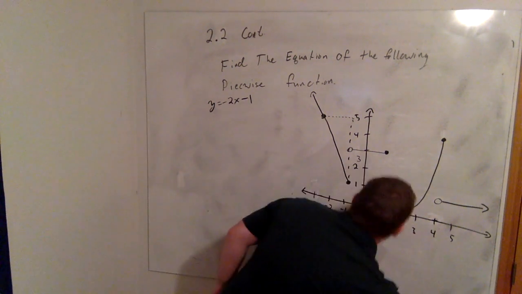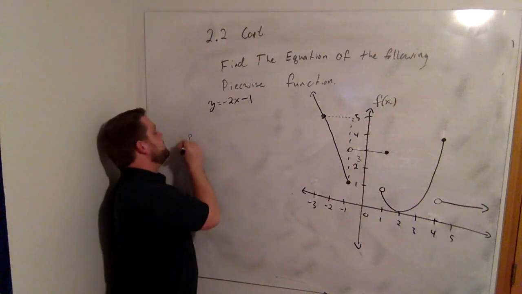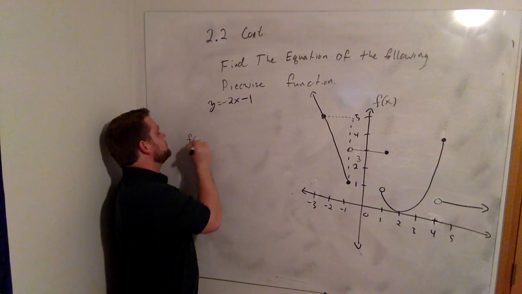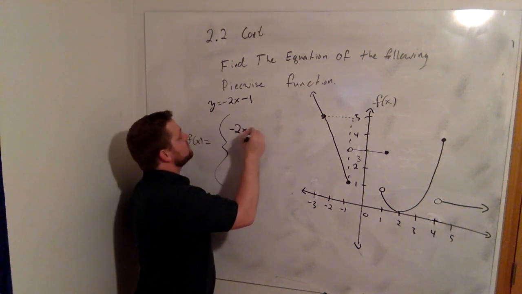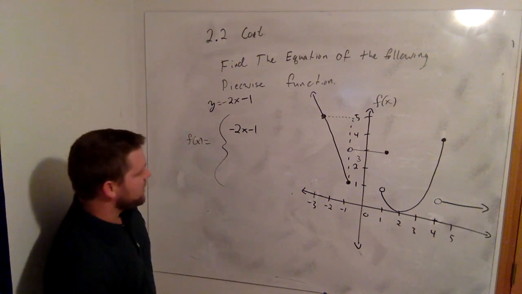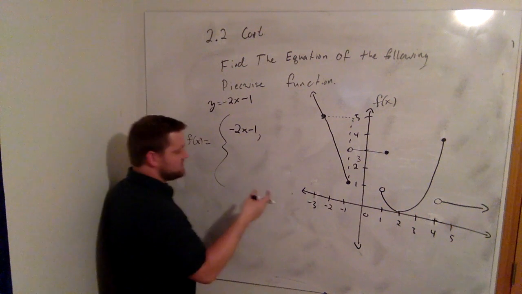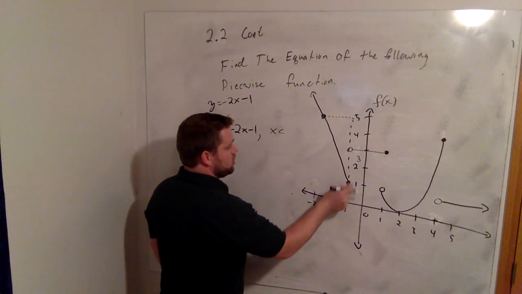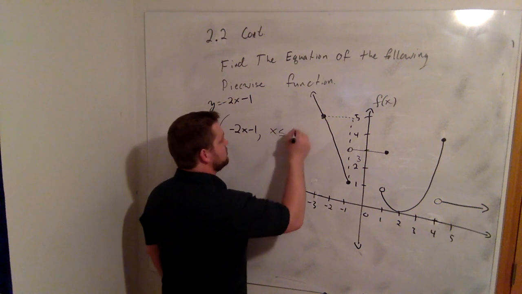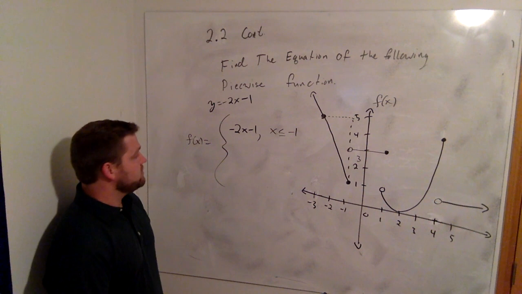So what we have here, this function, let's call it f of x. What we have here is that f of x is going to be equal to, looks like we're going to get a -2x minus 1, but for where? Looks like it's this line when x is less than -1. So when x is less than, since there's a closed dot here, less than or equal to -1. Okay, let's move on to the next piece.